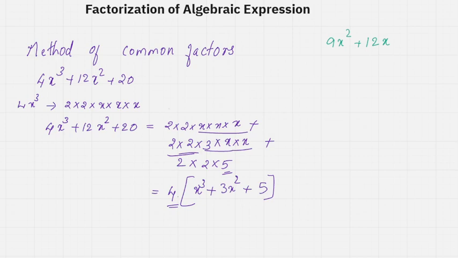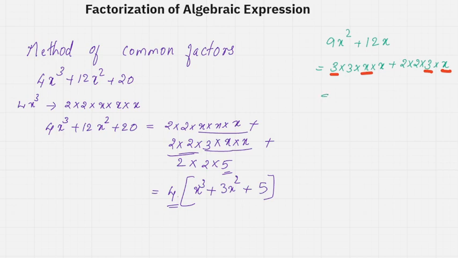Let's see another example, that is 9x square plus 12x. Here the first term can be written as 3 into 3 into x into x, right? Similarly, the second term, 12, can be written as 2 into 2 into 3 into x. Now what are the common factors here? Here 3 is there and here also 3 is there. The other 3 in the first term is not in the second term. Here x is there, here also x is there. So the common factors are 3 into x.